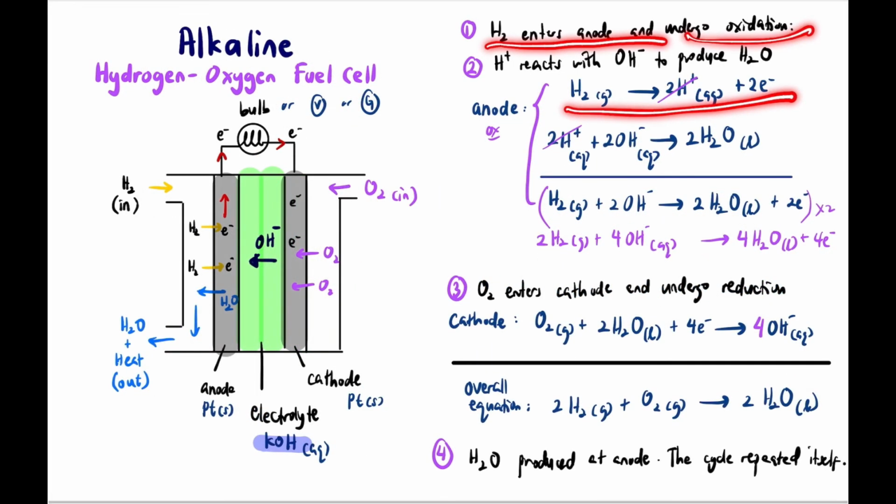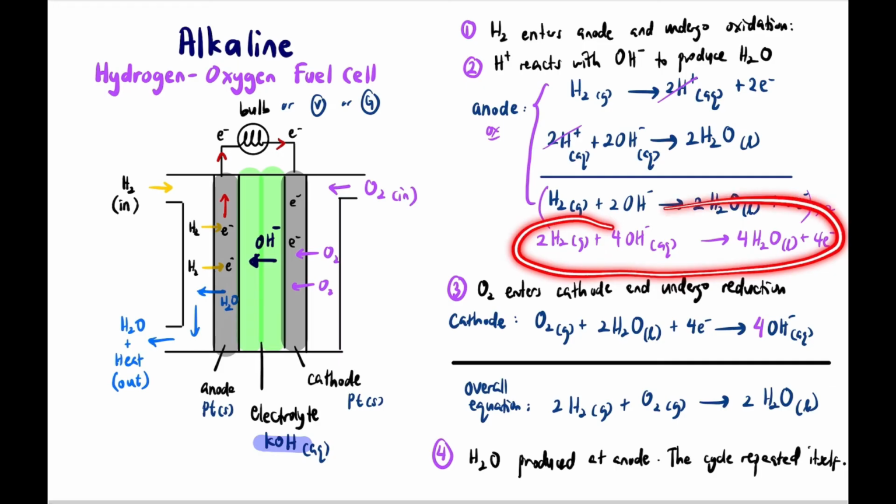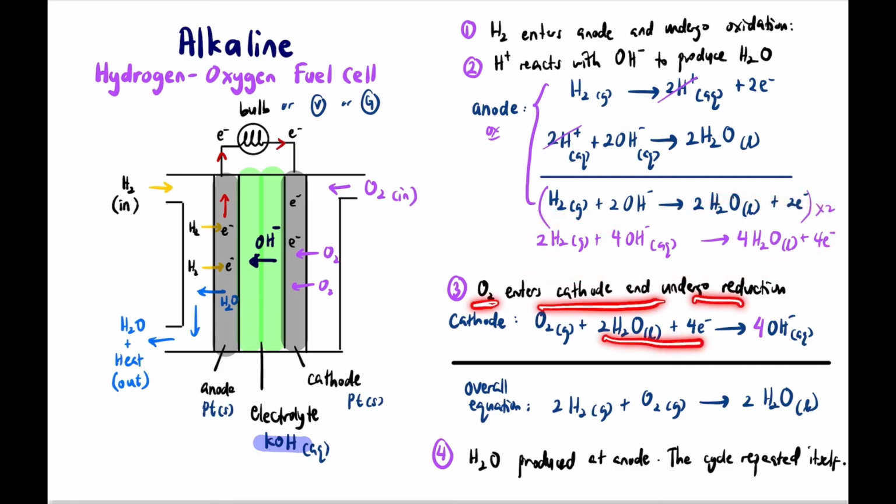Kita recap balik. Step 1 adalah H2 enters anode and undergo oxidation. And then H+ yang dihasilkan tu akan react dengan OH- dekat membrane to produce H2O. And then dekat cathode, O2 masuk dan undergo reduction. And this process produce OH- ion. And then cycle ini akan berterusan walaupun H2O sudah dihasilkan. H2O kali ini dihasilkan dekat anode ya, bukan cathode. Alright.